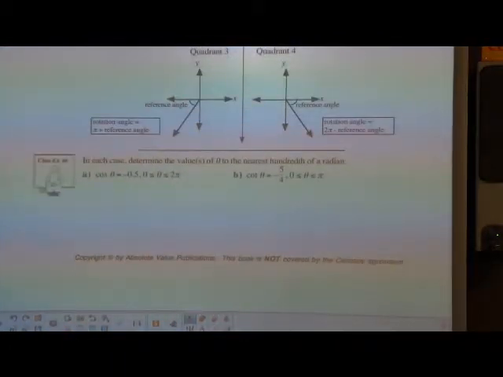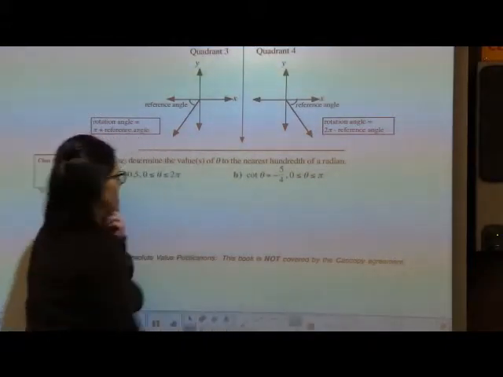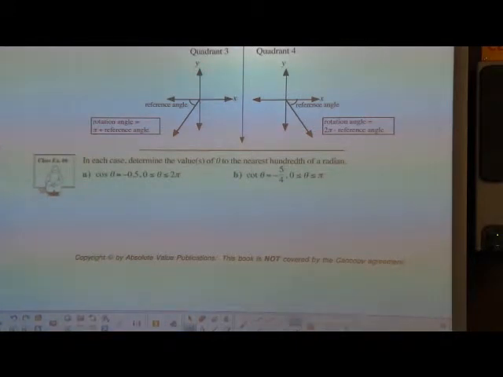So we're going to jump right into class example number 6. Cos theta equals negative 0.5, and theta has to be between 0 and 2 pi. So what would be my first thing that I need to determine? The reference angle. Before the reference angle? Quadrants. So what quadrants am I in? 2 and 3.